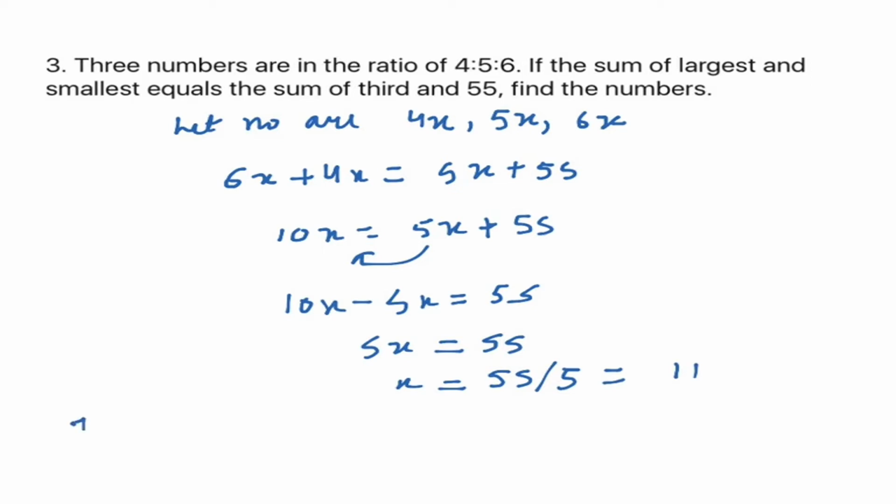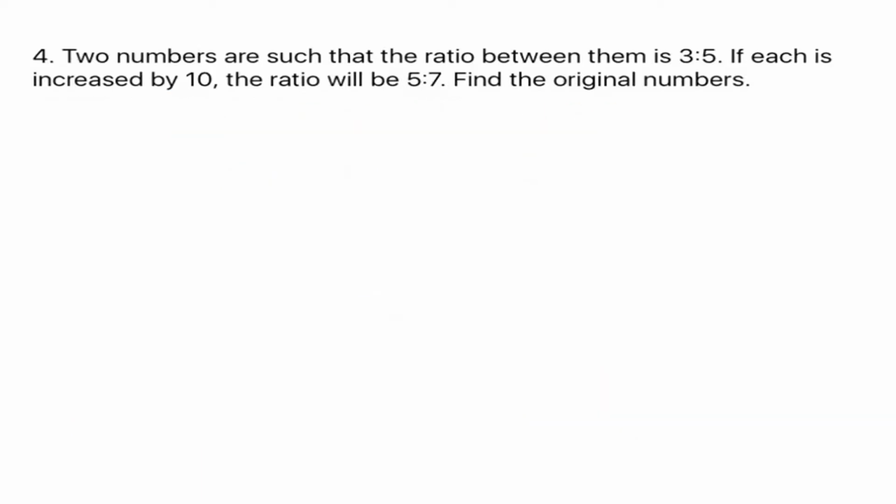So our three numbers will be, now we will multiply. So the three numbers are 4x, 5x and 6x. 4 times 11 is 44. 5 times 11 is 55. 6 times 11 is 66. So our three numbers are 44, 55 and 66.